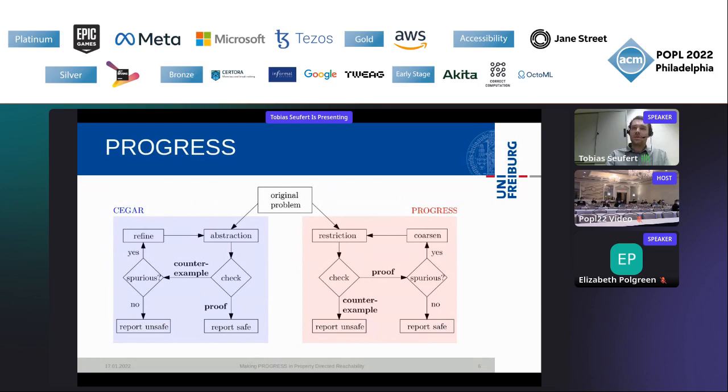To give you a quick overview of how these two relate, I have an illustration. On the left-hand side, we have CEGAR, and the general flow would be that CEGAR starts with an abstraction, and if it finds a proof, then we can report safety, of course, because proofs are valid under abstractions. If we find a counterexample, however, we have to check whether or not it's spurious. If it is spurious, we refine the abstraction and start over. With Progress, it is similar. We start with a restriction, and if we find a counterexample, this will be valid, and we can report unsafe. If we find a proof, though, in the case of Progress, the proof may be spurious, and if it is, then we can use it to relax our restriction and start over.